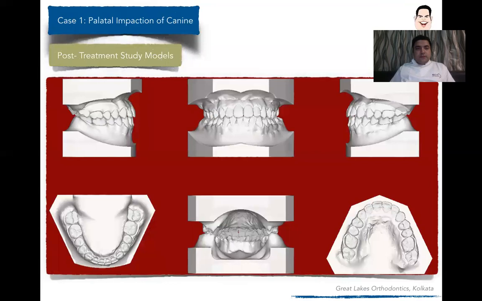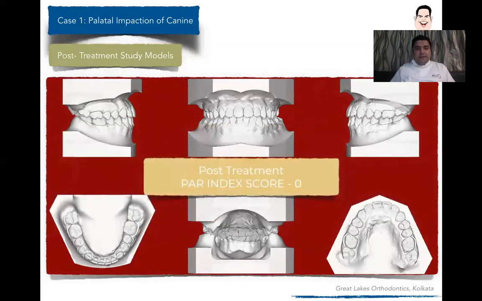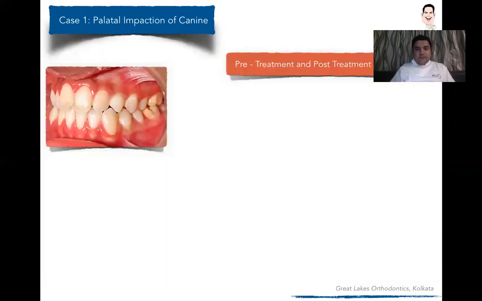Cast study models. And what we analyzed from the study models is that the PAR index score is 0. Which means that it's a near perfect treatment with no problems in occlusion, no problems in overjet, overbite, midlines. That's what you expect at the end of the treatment.